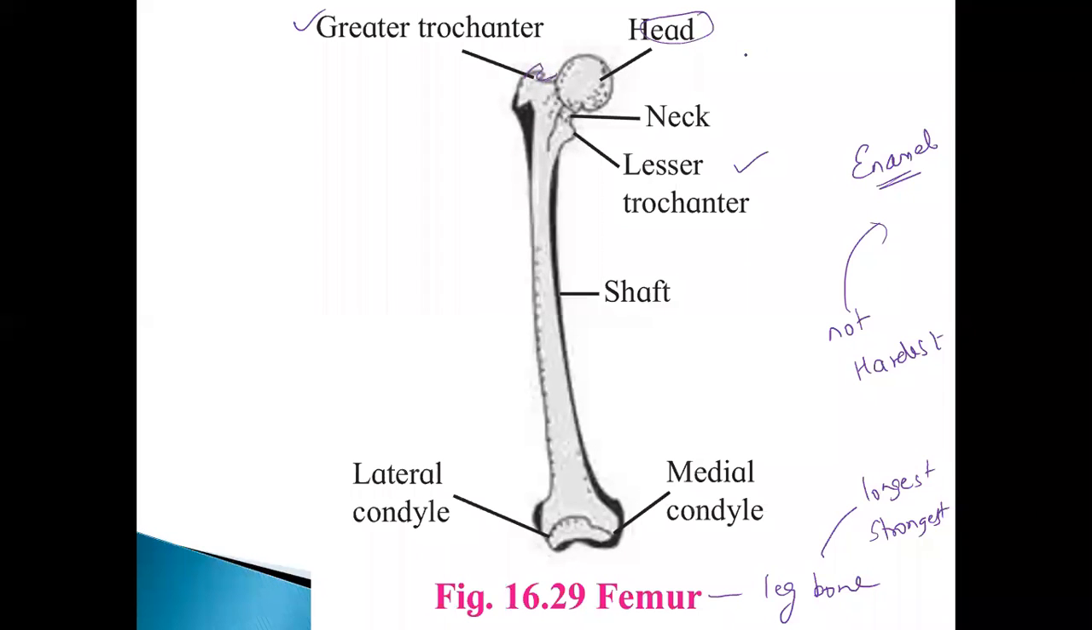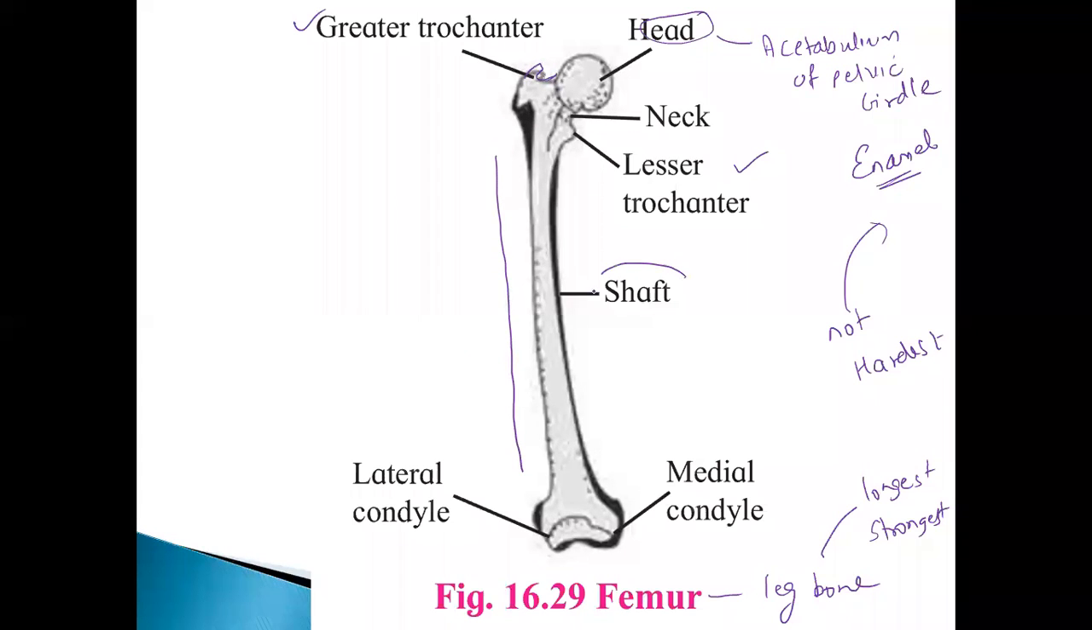There is a head. The head is going to fit in the acetabulum cavity of the pelvic girdle. So it fits there and finally the leg is able to move. When you look at this structure, it is not straight. It has some kind of curve. And this middle part is called the shaft. There is a lateral condyle and a medial condyle. To these condyles, what will be attached? The tarsals. And tarsals are 7 in number. So this is the femur, the longest and the strongest bone.